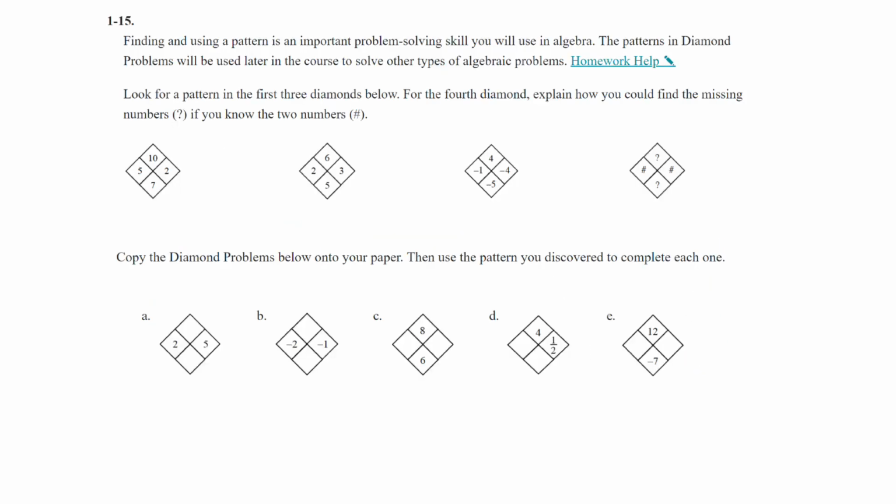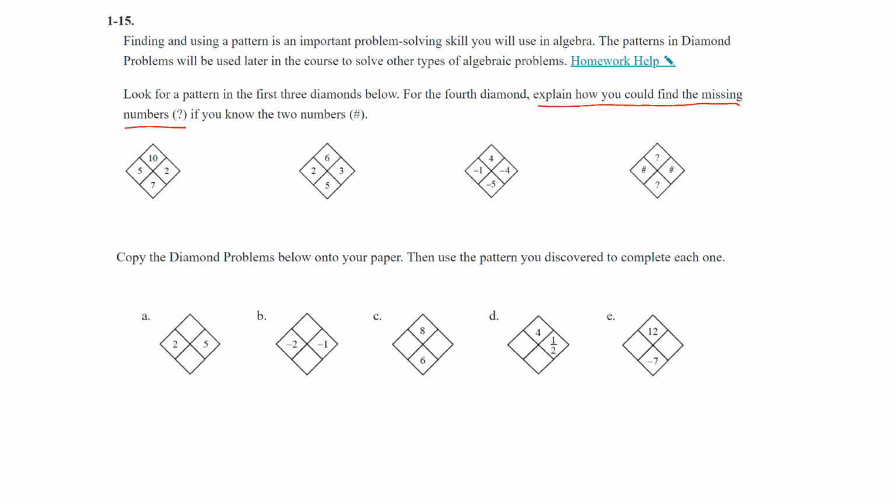Question 15. Finding and using a pattern is an important problem-solving skill you will use in algebra. The patterns in diamond problems will be used later in the course to solve other types of algebraic problems. Look for a pattern in the first 3 diamonds below. For the 4th diamond, explain how you could find the missing numbers if you know the 2 numbers.